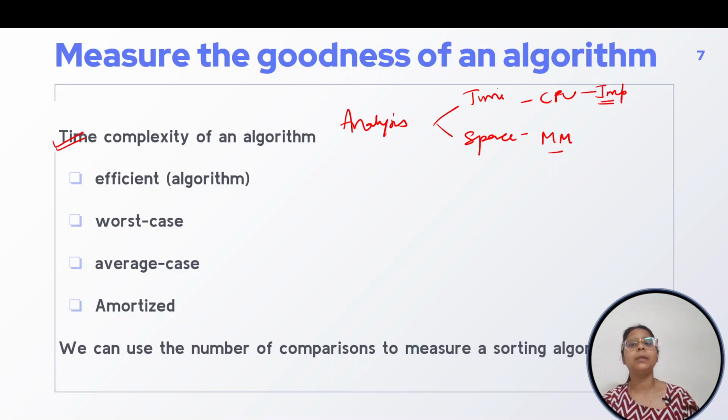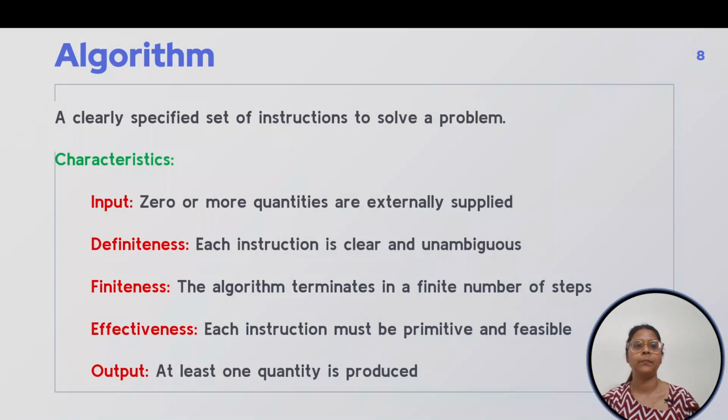Now time complexity can be of different types. You can say worst case. Worst case means upper bound. You can even say it as the maximum time taken by an algorithm. And average is an approximate time between the worst and best case. Your algorithm should be efficient, so there are some qualities that need to be mentioned in your algorithm.